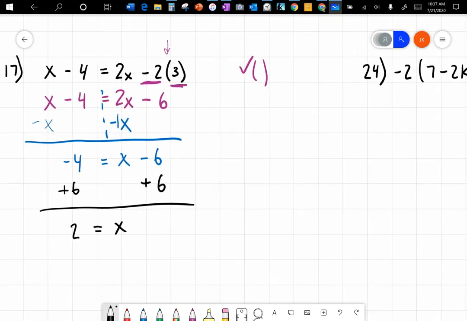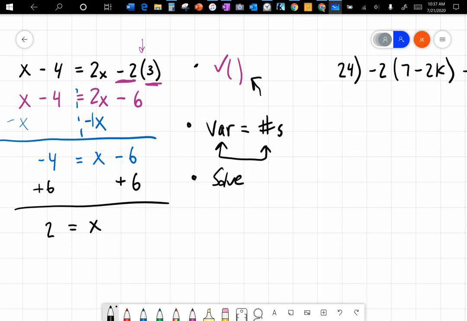And like I said, I like to take care of parentheses first, then get the variables on one side and numbers on another, and then solve using inverse operations. Those would be my 3 steps. It doesn't matter which side you get the variables or numbers on, they just have to be on one side or the other.